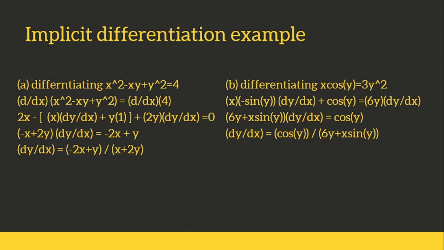Then on the other side, you differentiate 3y squared. You have the dy/dx over there as well. Then you bring down the power 2, power reduced by 1, you get 6y. And then you group everything with dy/dx to one side, everything else to the other side. Then you make dy/dx the subject. You will get cosine y over 6y plus x sine y. So that's how you do implicit differentiation.